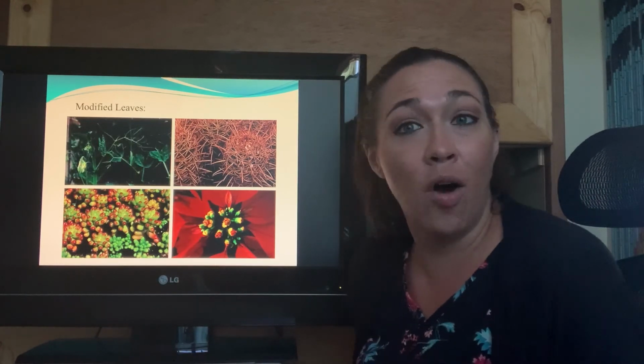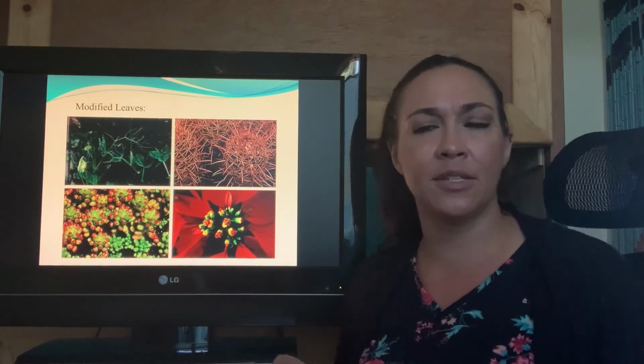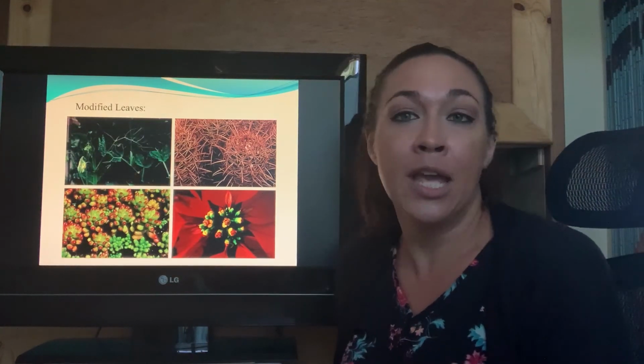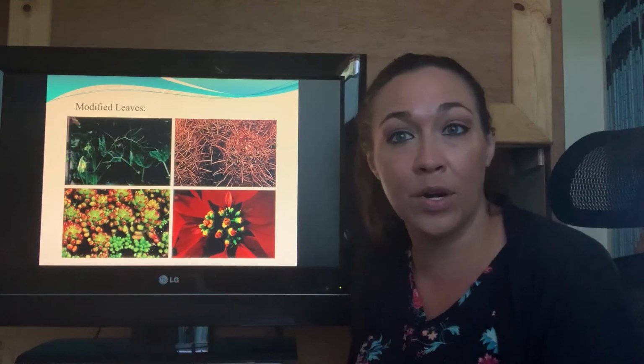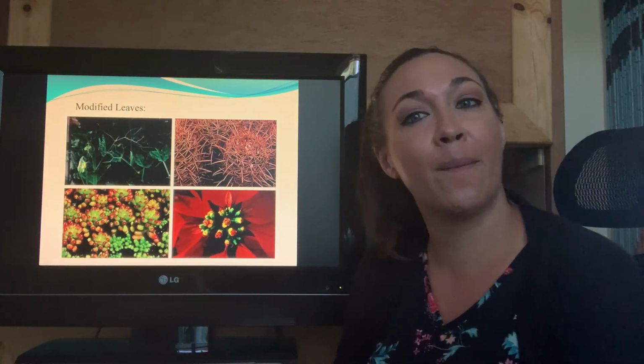So, again, not all leaves look like that big broadleaf that we talked about. And we're going to talk about that when we get into ecosystems coming up. The difference between, say, deciduous forest and broadleaf forest and pine forest and stuff like that. So we're going to talk about all the more modified leaves coming up in the next couple weeks.